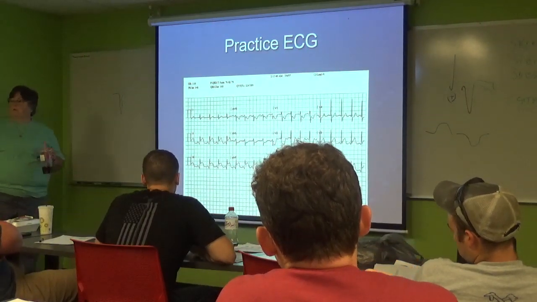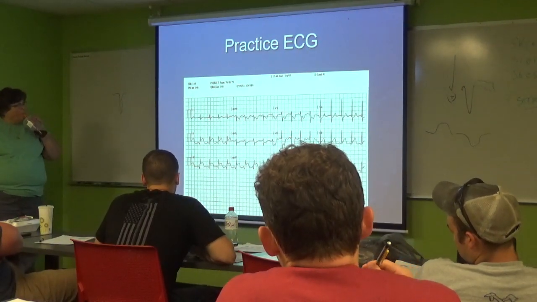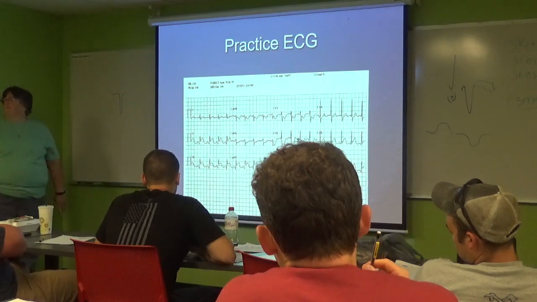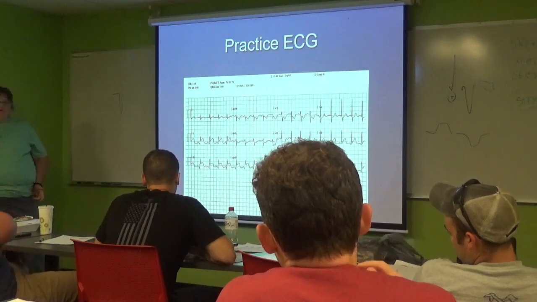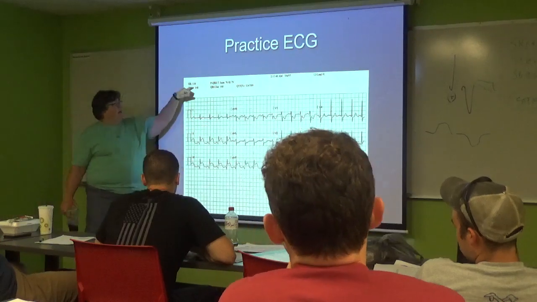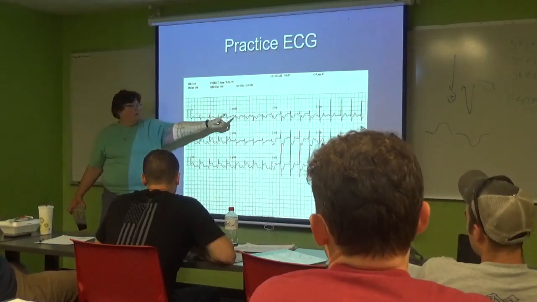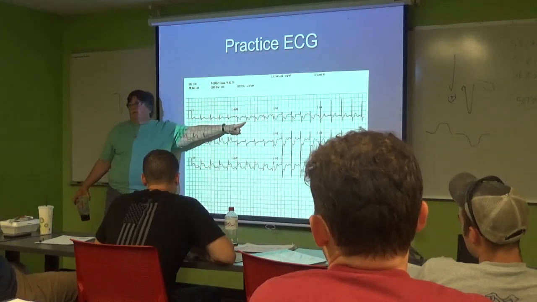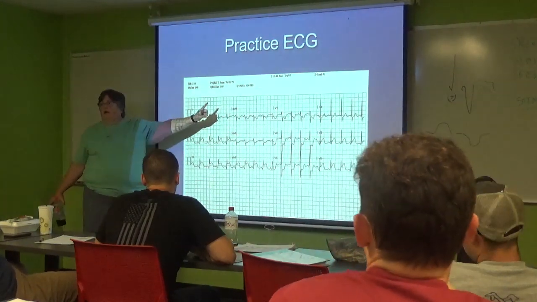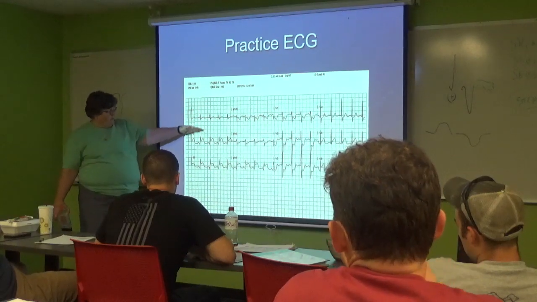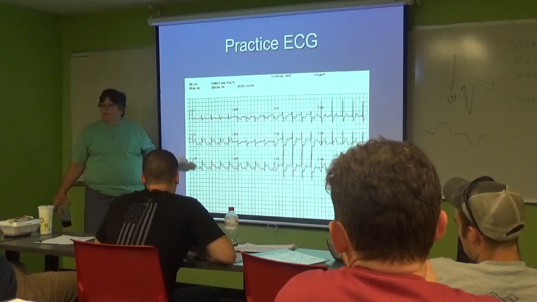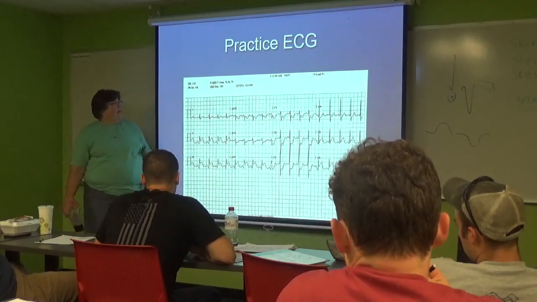Yeah, heart rate of 110. Okay. So what's the rhythm? So we have a sinus tach at a rate of 110. What do we do next? AVR is normal, so I can go ahead and read. What's my axis? Up, up, up. So I have a normal axis. And then I go to my intervals.